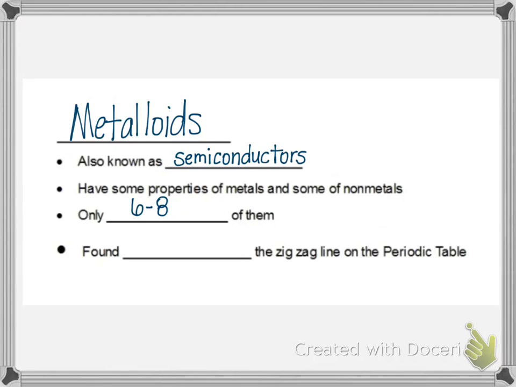The reason why I say 6 to 8, there's actually 6 that your textbook mentions, but there's 2 other elements that various resources say can also be classified as a metalloid. So that's the reason why I put 6 to 8. And they're found bordering the zigzag line on the periodic table.